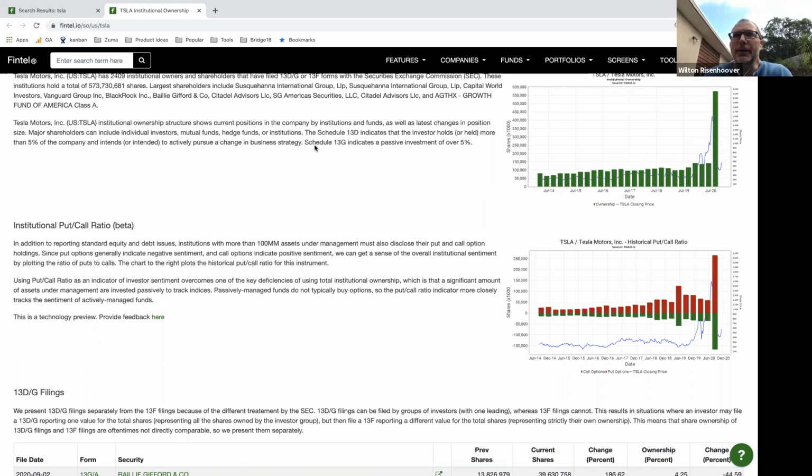It could be a hedge fund. It could be an ETF. It could be a fund family. So like Vanguard has to file. It could be Carl Icahn. Carl Icahn has to file because he has more than $100 million in assets under management.